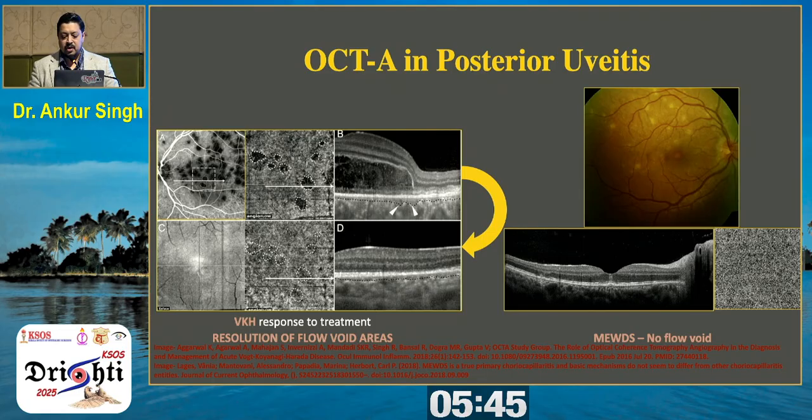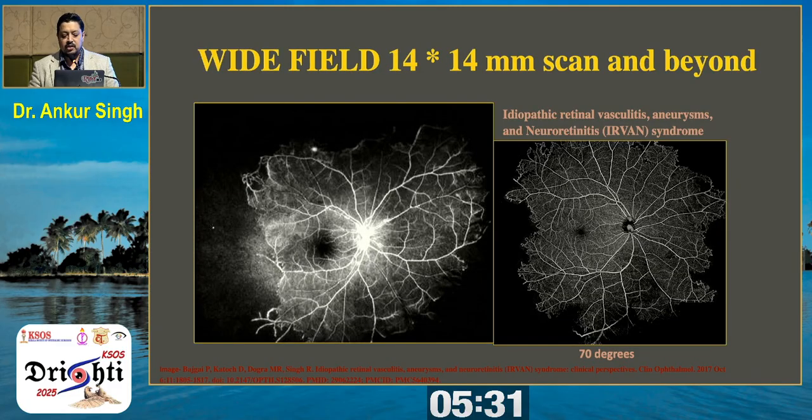At the same time, in certain entities like multiple evanescent white dot syndrome, where you have choriocapillaritis, because choriocapillaris are so small, and the problem with OCT angiography is that it does not detect flow in smaller vessels, it can help you to differentiate the other white dot syndromes.